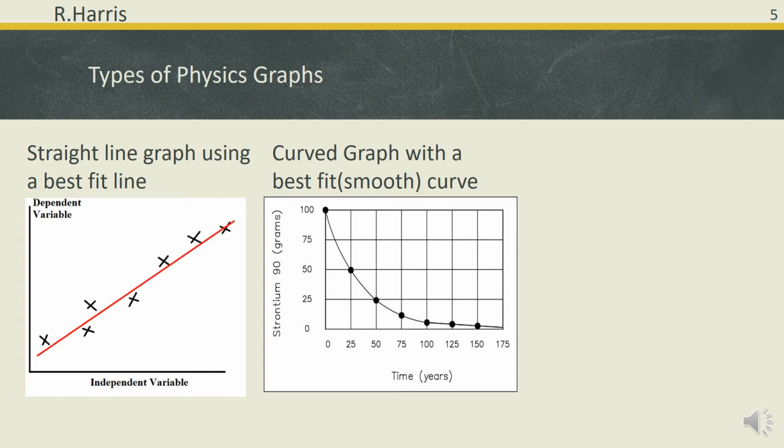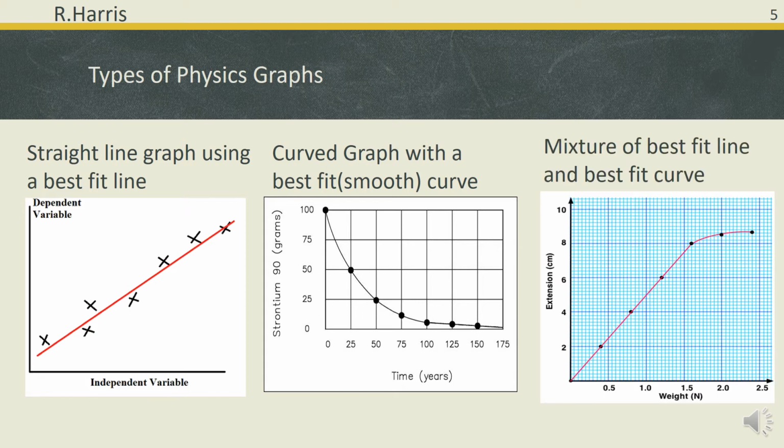And finally, we have graphs that usually combine both of them. In this graph, what you're going to recognize is that we have a best fit line portion, which is a straight line, and at the end is a best fit curve. These are the three main types of graphs in physics, and based on the topic as well as the data you have, you will eventually get comfortable with identifying and drawing these types of graphs.